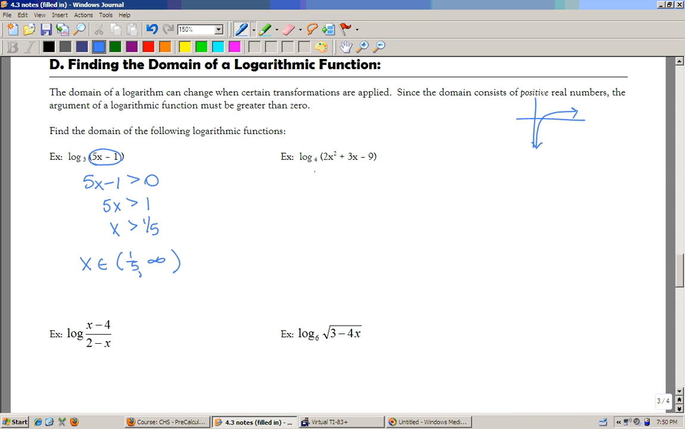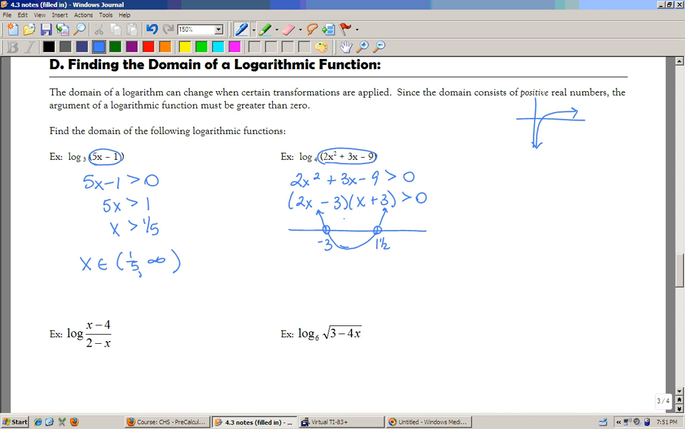On the second one here, we have log base 4 of this quadratic, which again has to be greater than 0. So for 2x squared plus 3x minus 9 being greater than 0, we factor this. It would be 2x minus 3 times x plus 3. If you think about the graph of this, it would have zeros at positive 1.5 and negative 3. This is a quadratic that's opening up, so these two values are where it would be equal to 0, which is not what we want. We want it to be greater than 0.